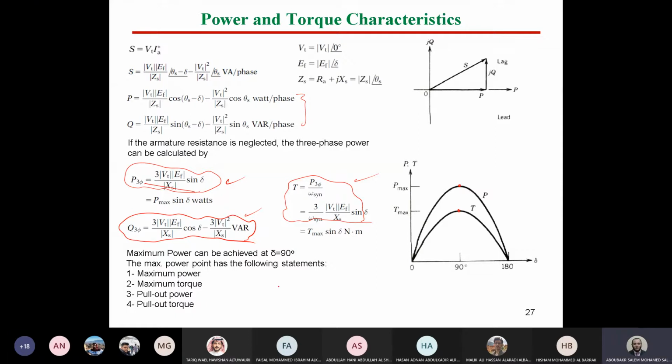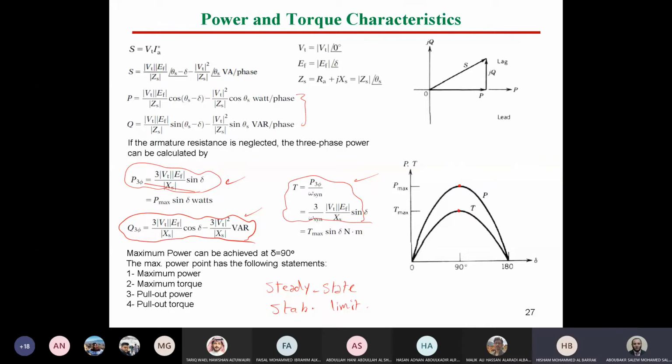Also, there is another name called the steady state stability limit. Why is it called the steady state stability limit? This is what we are going to discuss now. Any question here regarding the relations?